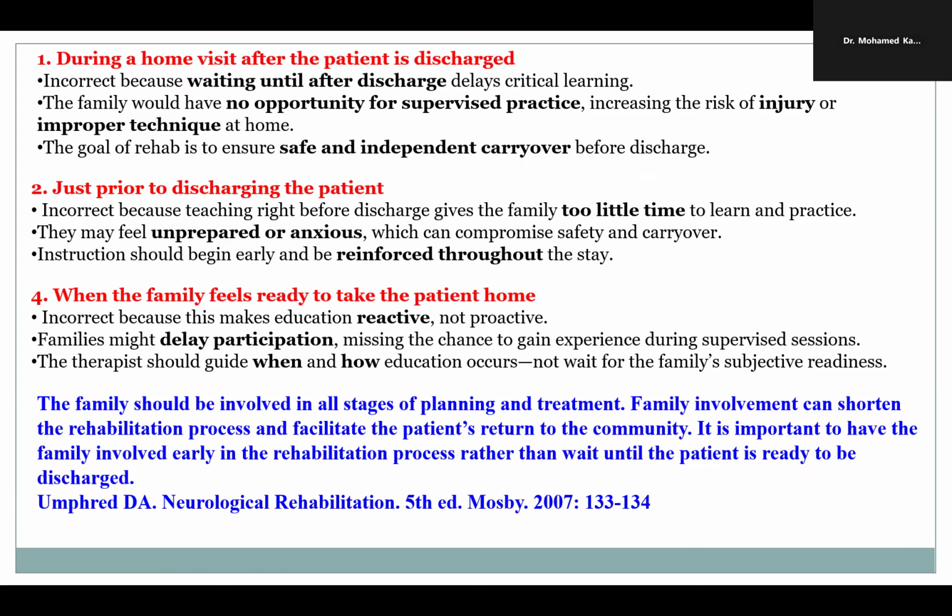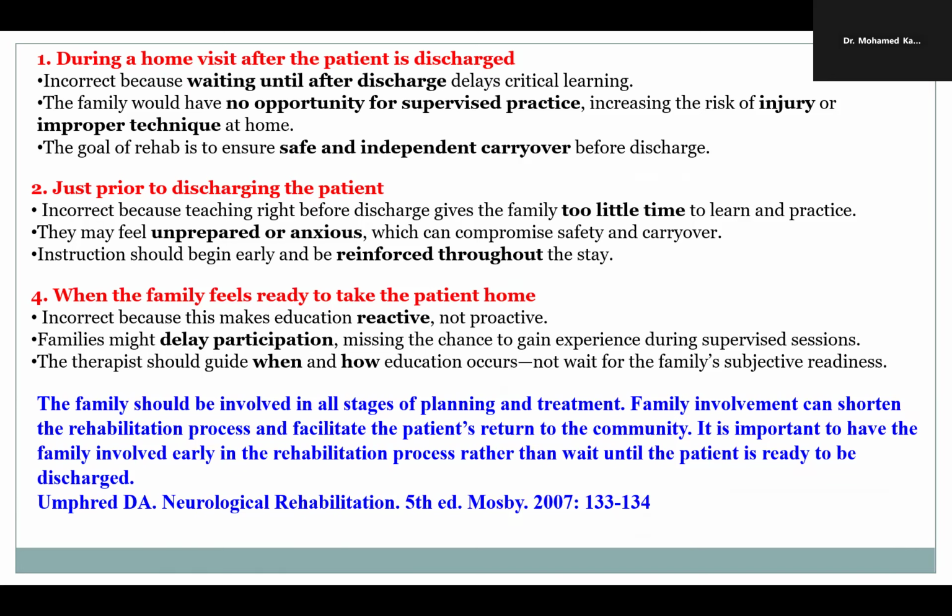Number two, just prior to discharging the patient, this is incorrect because there will be too little time. The family will feel that they are unprepared or anxious, actually. They will not gain enough confidence, and this might affect the safety later on.